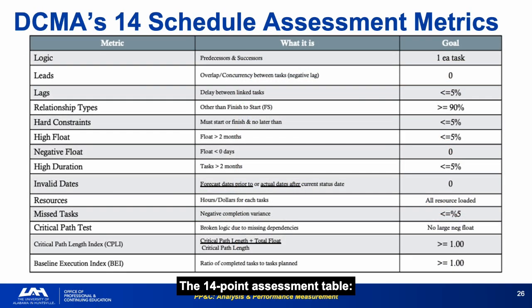The 14-point assessment table: logic, leads, lags, relationship types, hard constraints, high float, negative float, high duration, invalid dates, resources, missed tasks, critical path test, CPLI, and BEI. These 14 metrics are fast becoming the standard across multiple industries. They assess the structural integrity of the CPM schedule, not realism, but logical completeness.